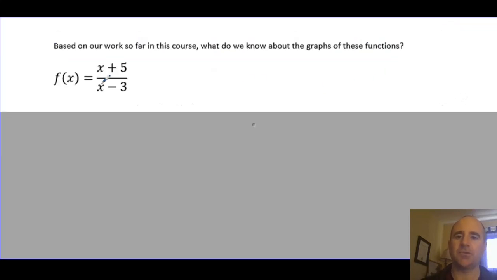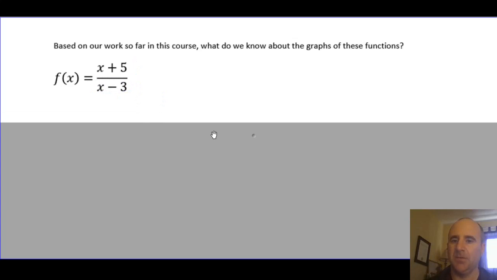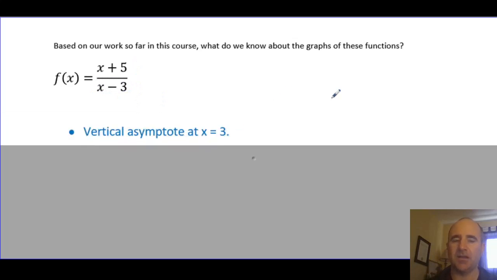Okay, so looking at the first one, x plus 5 divided by x minus 3. I think the real thing that should jump out at you is when you look at the denominator. I mean, the first thing about looking at rational functions is to go to the denominator. x minus 3 means that there is going to be a vertical asymptote at x equals 3.